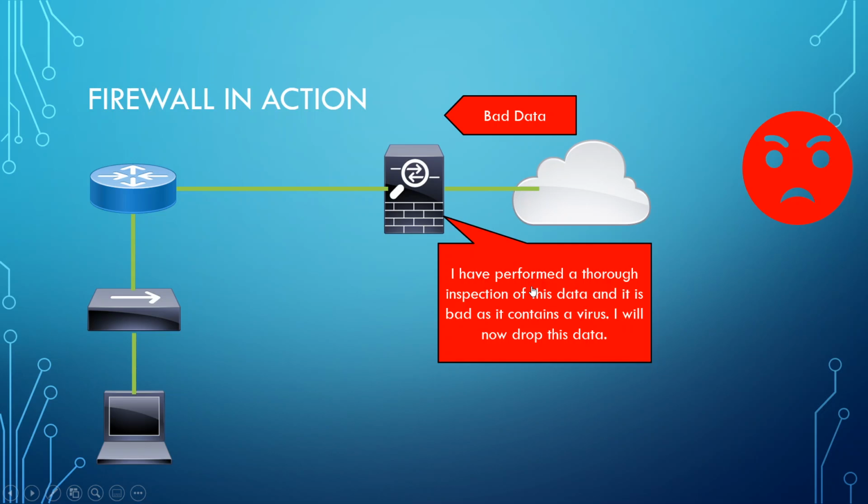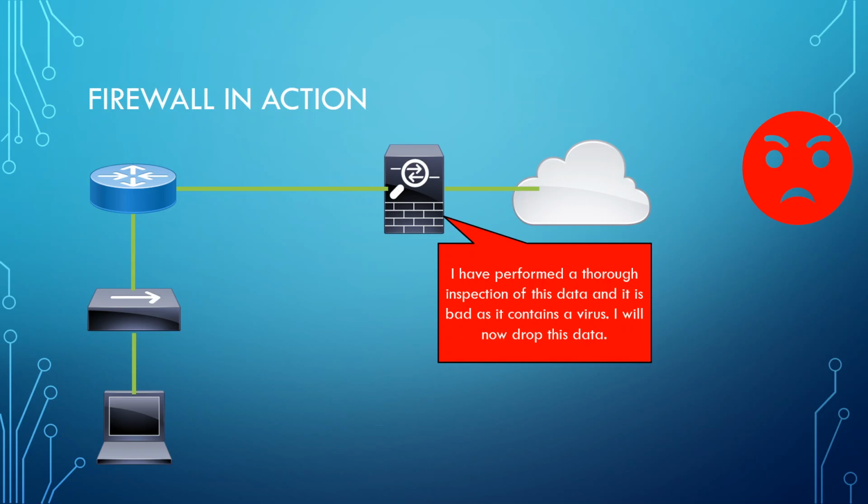After inspecting this data, he's like, okay, so I've inspected this data. This data is bad. It contains a virus. This email contains a virus, and now I'm just going to drop it. And so literally all the firewall does is just drop this traffic. This traffic will travel no further, no deeper into our network. So in this case, the firewall has done its job. It's stopped the bad data from getting through, and it's stopped a virus from being installed on Bob's laptop.